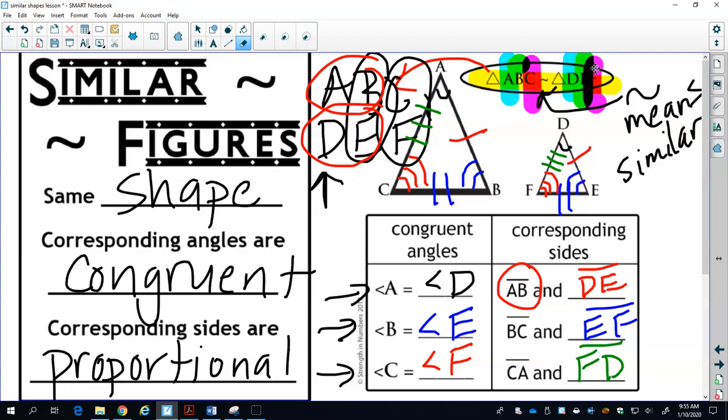Questions so far? Now this one's kind of easy because the side lengths are right next to each other. I mean, the shapes are right next to each other and they're facing the same direction. But sometimes they're going to be rotated, and that's going to be a little bit more difficult, but you'll see.